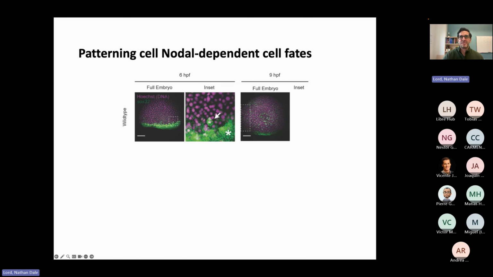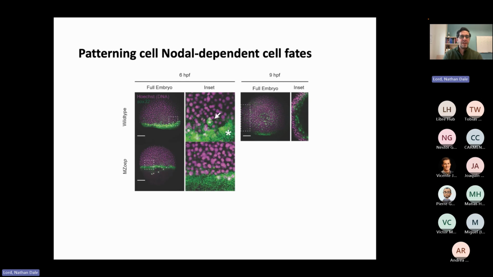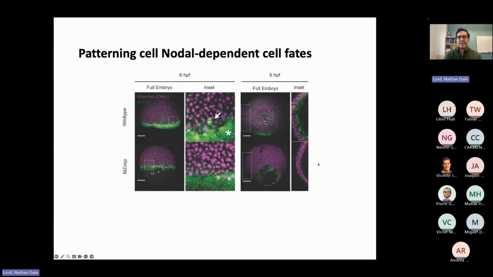And then at 9 hours, they're spread all over the animal. And if we take a sort of central slice through this confocal stack, you see that they are not at the surface, but they are underneath all of the other cells. So they're where they're supposed to be. If you take a look in an OEP embryo that has no nodal signaling, you still have SOX32 expressed in the YSL, but you don't have any cells that express it. And then if you look later on in development, again, you don't see any, and so they can't be under any other cells because there aren't any.